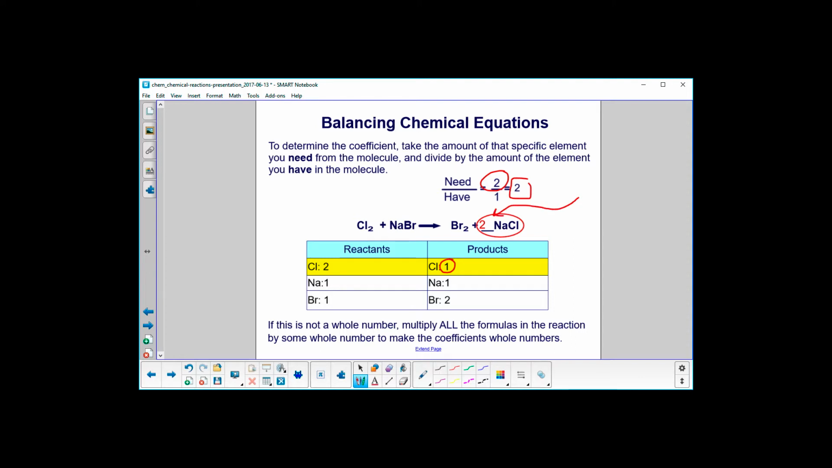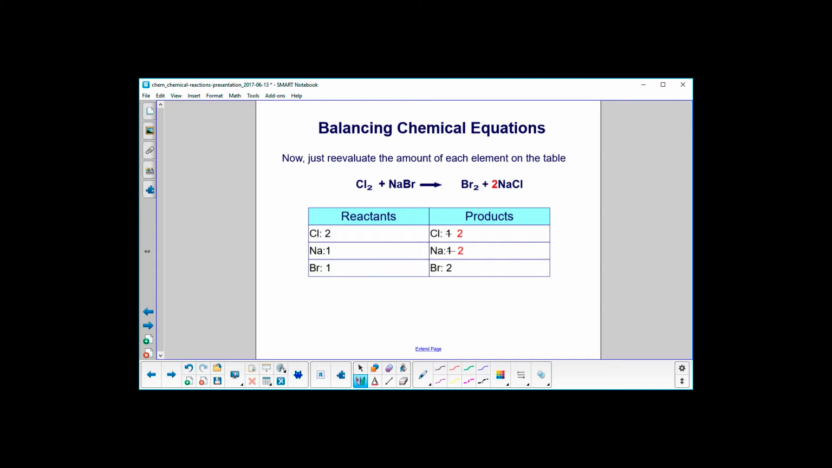If for some reason it's not a whole number, like 1.5, multiply all the formulas in the reaction by a whole number to make all the coefficients whole numbers. So if you had 1.5, multiply that by 2 to get 3. Again, this may look like a lot of work for a very simple reaction, but when you get more complex ones, it's good to have a roadmap like this to go on.